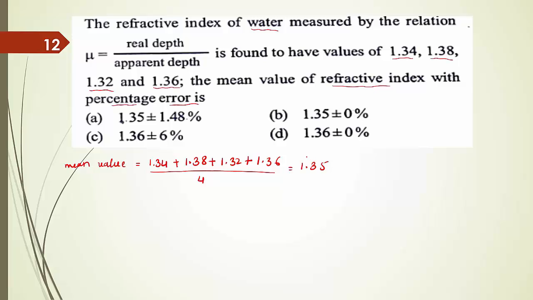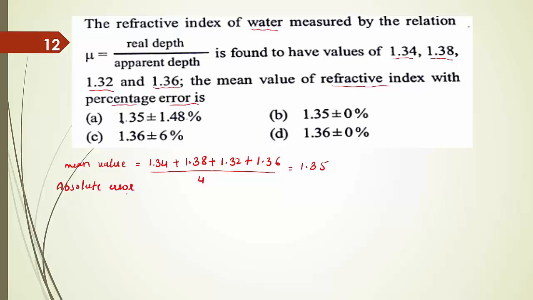Now you can observe the options. Option A and option B both have the same value 1.35. Now we have to find the percentage error. Before finding the percentage error, first we have to know the absolute error, mean absolute error, and relative error, then we can find the percentage error. So now we can find the absolute error.